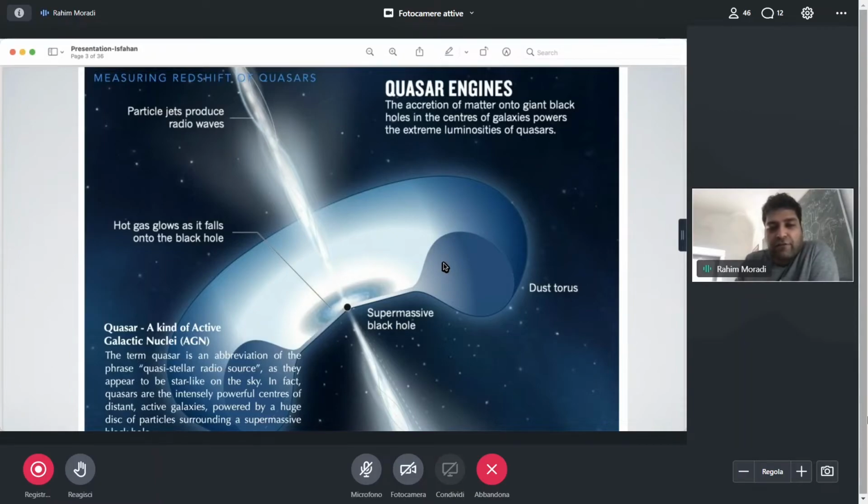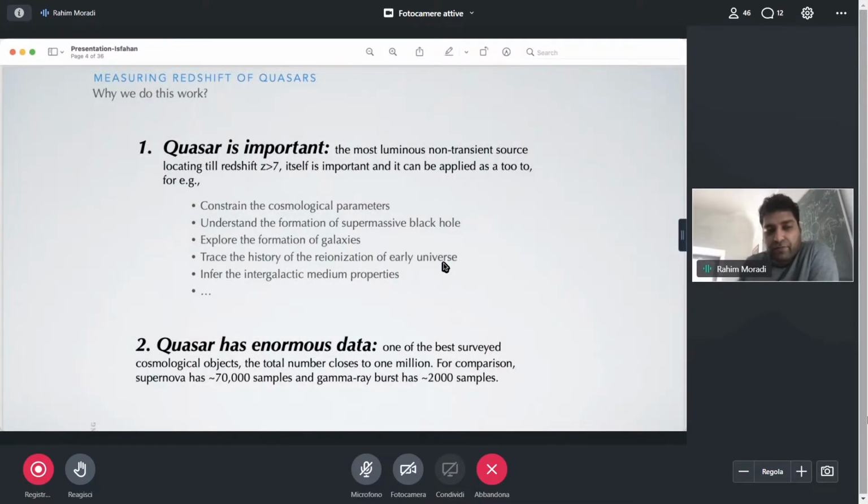In general, studying this is very important, but our main reason for studying quasars is that there are many data of this. So they can, in principle, constrain the cosmological parameters. They can be studied to understand the formation of supermassive black holes, because this is very important in black hole physics, how these supermassive black holes are created. They are also used for galaxy formation, studying the early universe and many other interesting areas of physics.